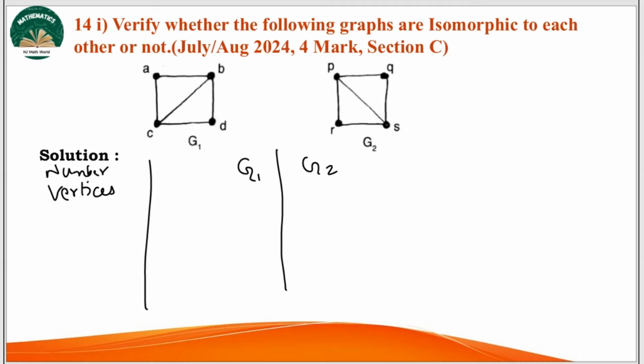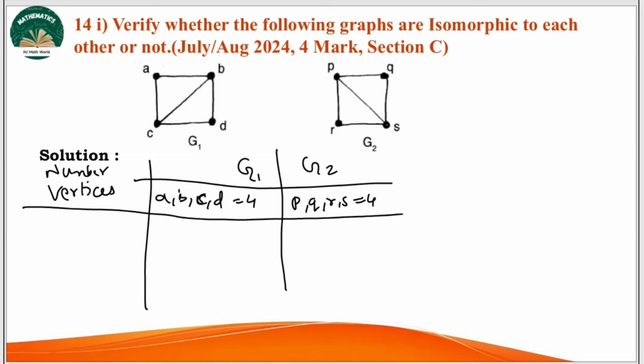Number of vertices. In G1, how many vertices are there? It is A, comma B, comma C, comma D. So the total is 4. In G2 we have P, comma Q, comma R, comma S. We have 4. The number of vertices is the same.